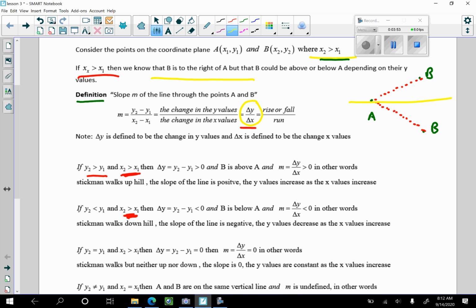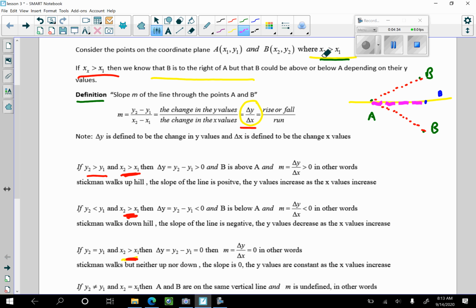Okay, if y sub 2 is equal to y sub 1, the x condition is always going to happen the way we define it. But if y sub 2 is equal to y sub 1, then delta y is 0, the change in y is 0, therefore this fraction is 0. And Stickman neither walks up nor down. If the y values are the same, then you would have this, and Stickman would go flat. And the slope of the line is 0.